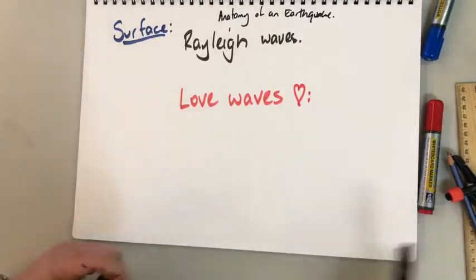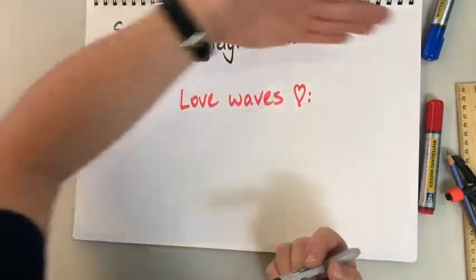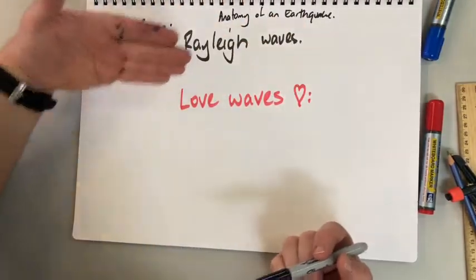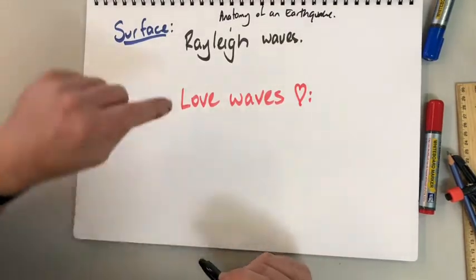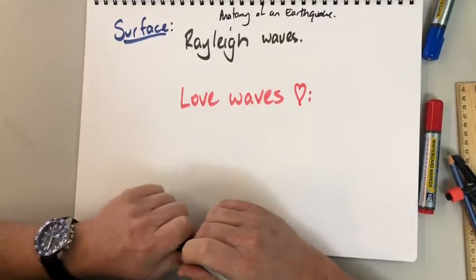Now, why were they named this way? Obviously, there was a doctor called Dr. Rayleigh who discovered Rayleigh waves. And yes, there would have been a Dr. Love who would have discovered love waves. Or maybe I'm just making that up. Maybe you need to find out.